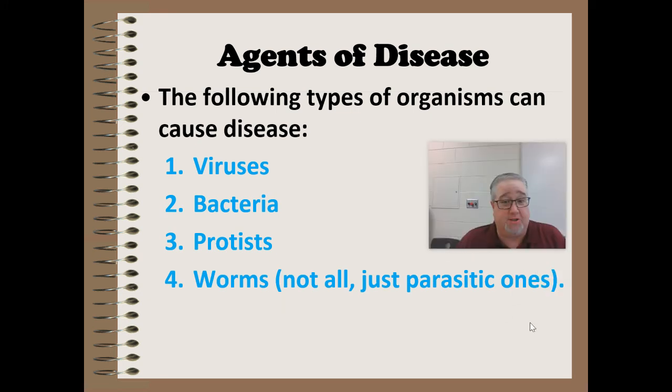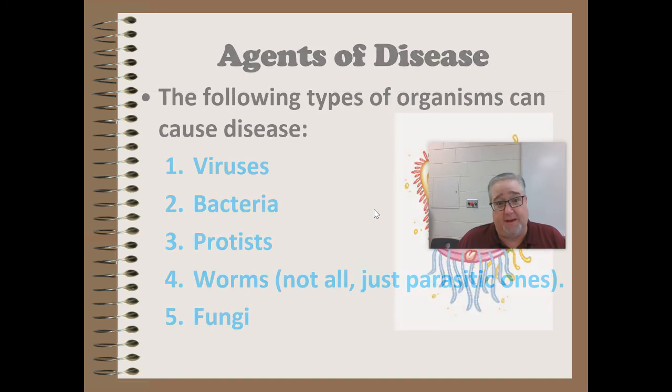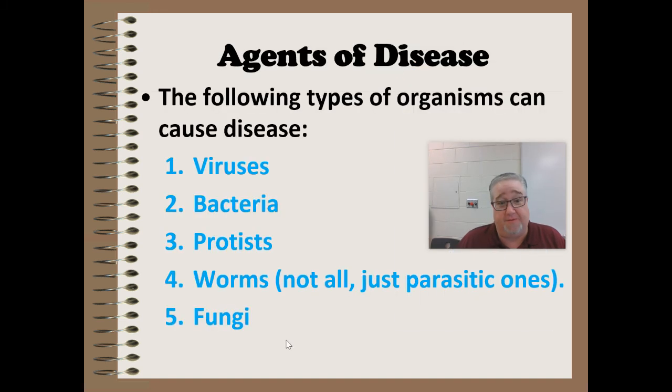Worms. Again, some worms can cause diseases. Tapeworms come to mind. Hookworms, pinworms, heartworms in dogs. Those are all pathogenic. Then finally, funguses. There are some fungi that can cause disease. Athlete's foot fungus. They call it that for a reason. All right. So these are all different agents of disease. So make sure we know this list.